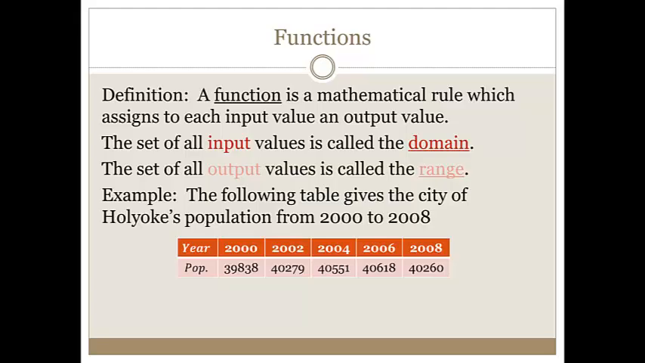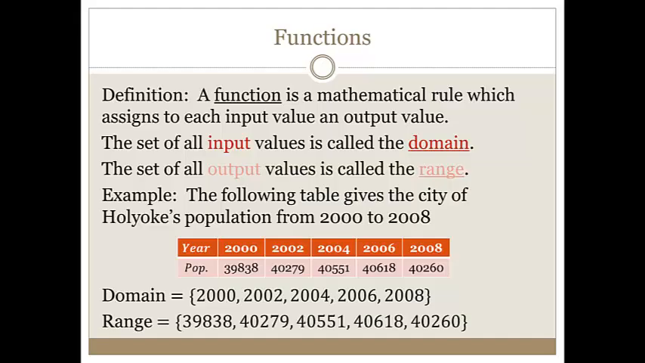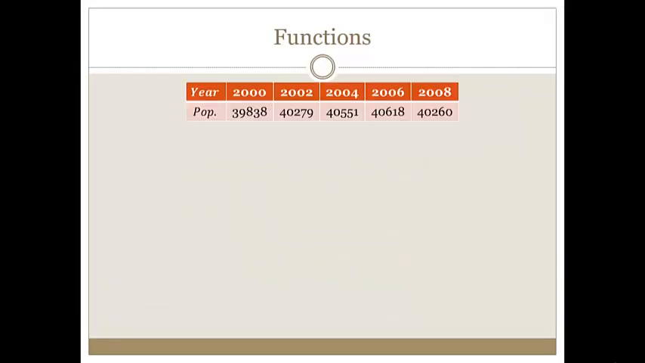We would say that the population is a function of time. For different years, we have different populations. The domain is all of the years that we input: 2000, 2002, 2004, 2006, and 2008. The range is the set of all populations. Let's look at another way to represent our function.